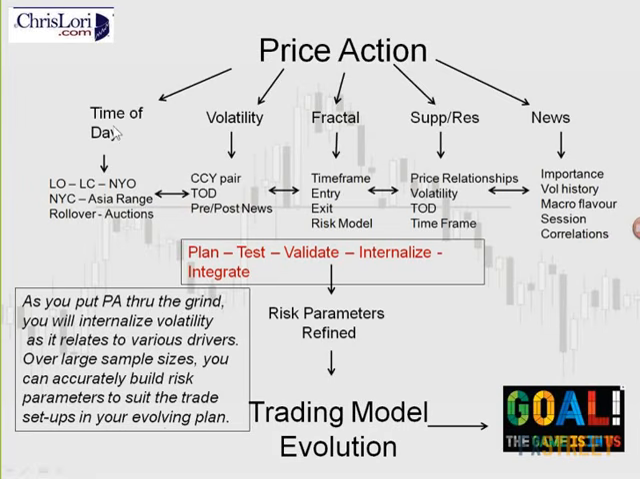So if we take time of day, for example, you can break down time of day into things like London open, London closed, New York open, New York closed. The Asian range has a high level of responsiveness and impact throughout the course of the day. What happens at rollover auctions, things like that. So these are very, very specific areas where we're looking at what type of volatility these elements will generate.